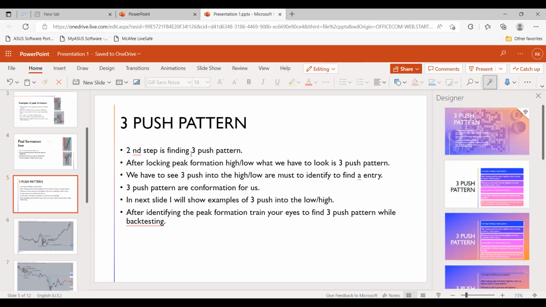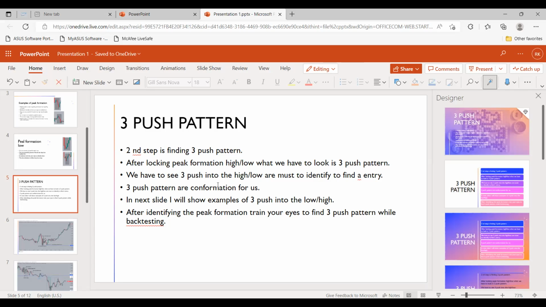The second step is finding a three push pattern after locking the peak formation high or low. What we have to look for is a three push pattern. This is a must pattern. After you are done identifying peak high or peak low, you have to identify a three push pattern in that, right? We have to see three pushes into the high or three pushes into the low to find an entry.